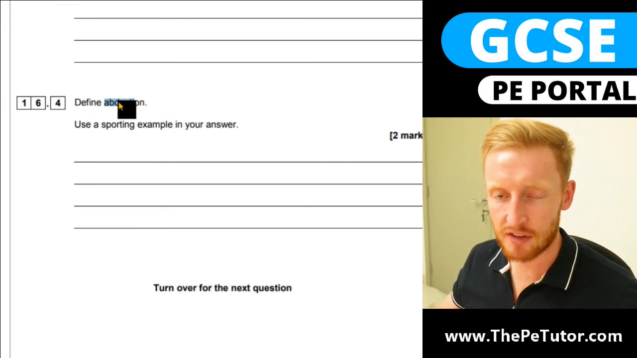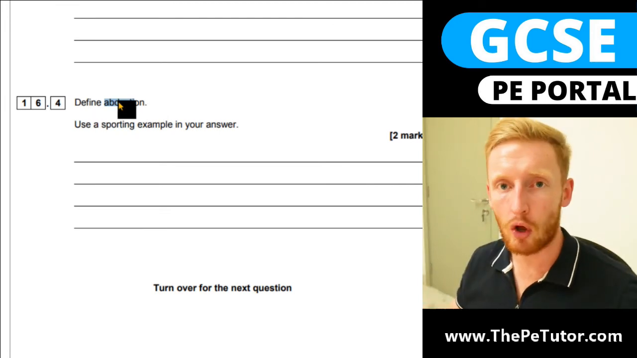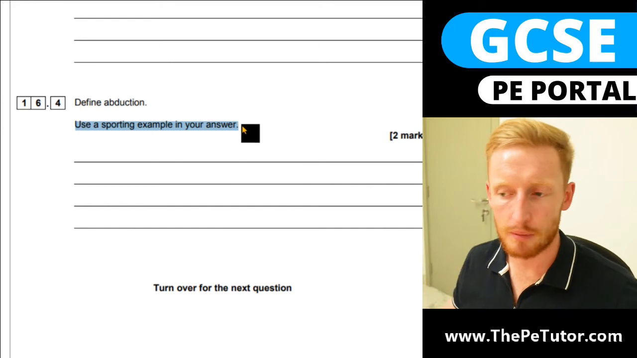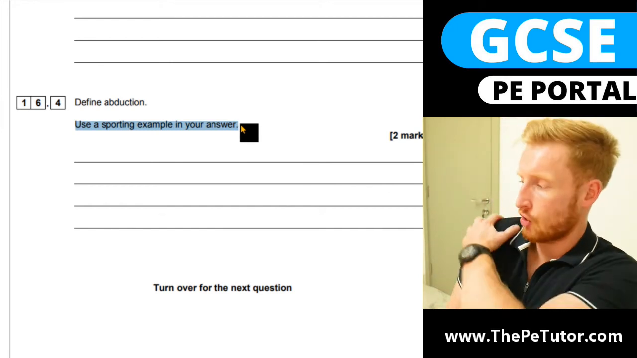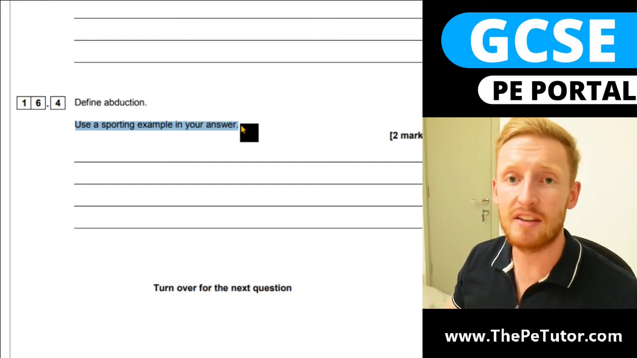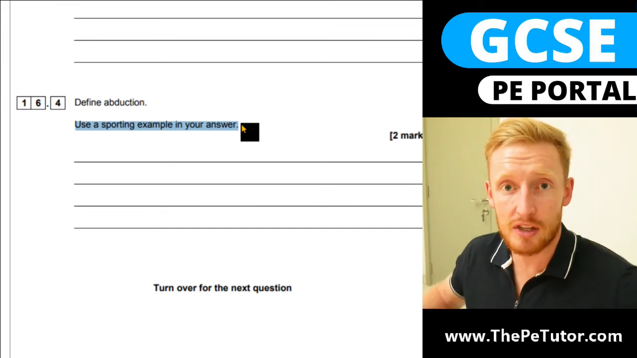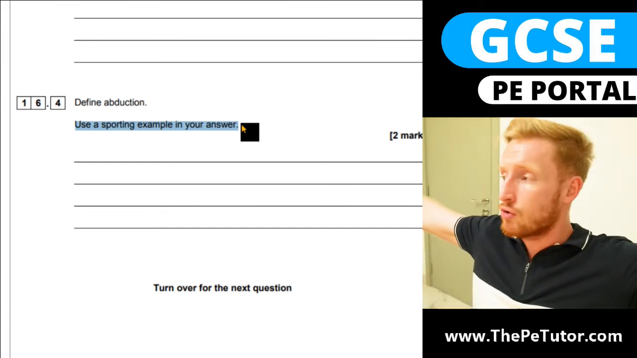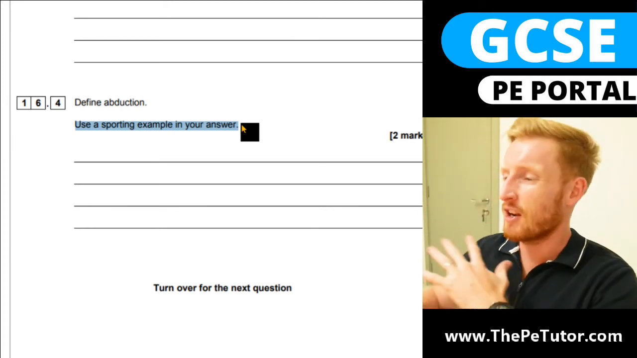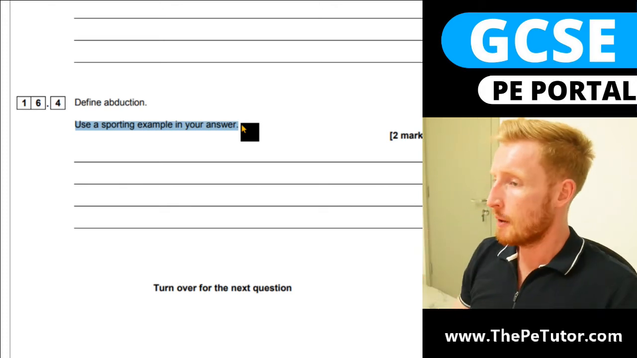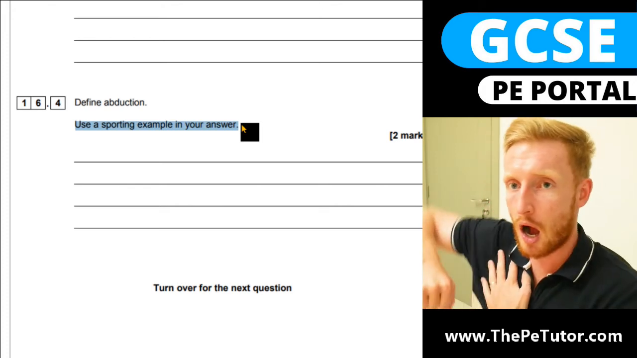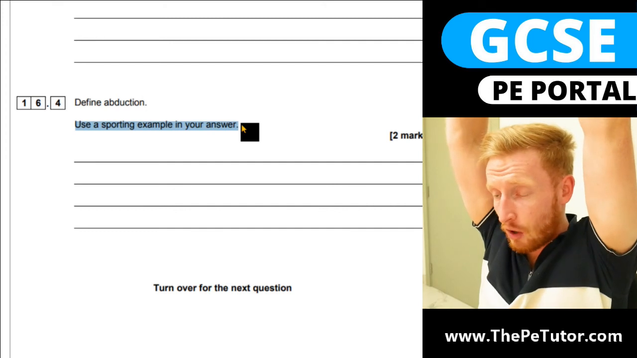So to define abduction, it's the movement of a limb away from the midline or centre line of the body, perpendicular to it. Use a sporting example in your answer. So when in sport does an arm at the shoulder joint abduct, or at the hip joint, when do the legs abduct? An easy example would be a star jump, or perhaps in gymnastics, when they perform a crucifix position on the rings. It could be in a swimming stroke. That's a little bit more complex because you've got multiple movements occurring, but as we go out into breaststroke, when you're lying flat, then your femur would be coming upwards as you extend into that dive position.